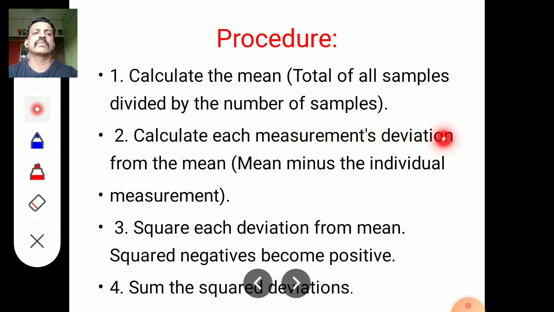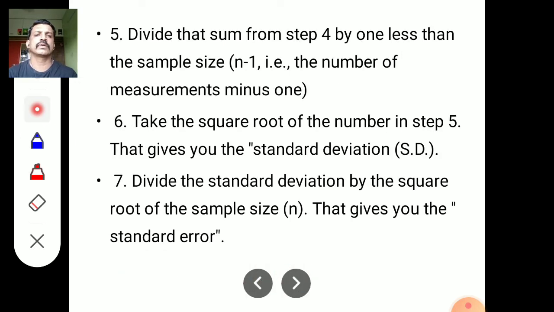Procedure: calculate the mean, that is the total of all samples divided by the total number of samples. Calculate each measurement's deviation from the mean, that is the mean minus the individual measurement. Square each deviation from the mean; a negative square becomes positive. Take the sum of the squared deviations. Divide the sum from step 4 by one less than the sample size, that is n minus 1. Take the square root of the number from step 5. This gives the standard deviation SD. Divide the standard deviation by the square root of the sample size n. That gives you the standard error.